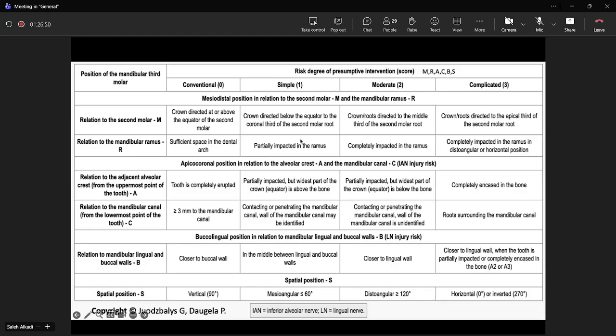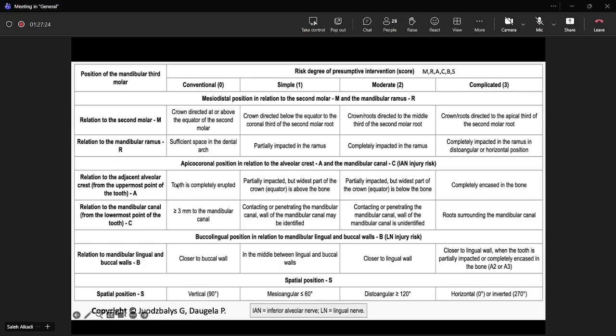And if you look here, when they classify wisdom teeth, they classify it based on 6 criteria. First criteria is based on the mesiodistal position of this tooth in relation to the second molar and in relation to the ramus. As you can see here, we have 4 categories. Each category will be scored from 0 to 3. 0 means conventional extraction, while 3 means complicated extraction.